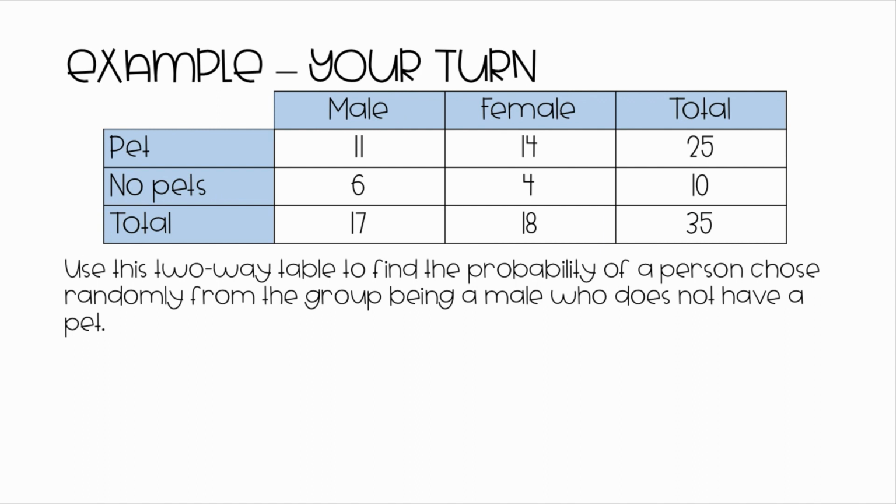Let's do another one on your own. Pause this one. You're going to use this two-way table to find the probability of a person chosen at random from the group being a male who does not have a pet. So we're looking for a male and no pet. Well, there's a total of 6 people who are male and don't have a pet, out of a total of 35. So the probability of a male and no pet equals 6 over 35, which gives us a decimal of 0.171.